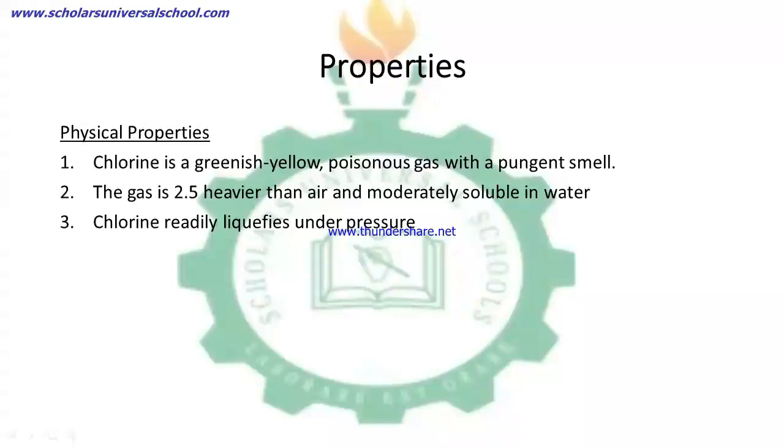As to the physical properties of chlorine: chlorine is a greenish yellow poisonous gas with a pungent smell. Chlorine gas is 2.5 times heavier than air and it is moderately soluble in water. Under pressure, chlorine readily liquefies. That means when compressed, it readily changes to liquid.